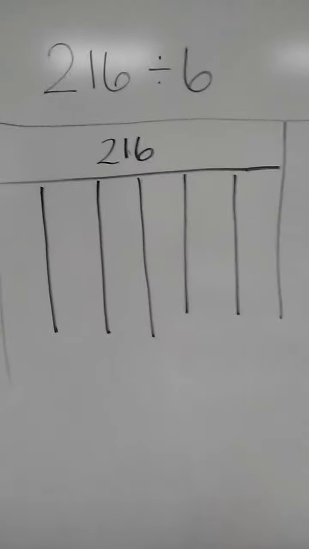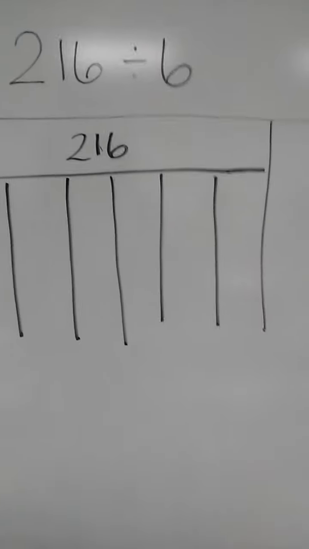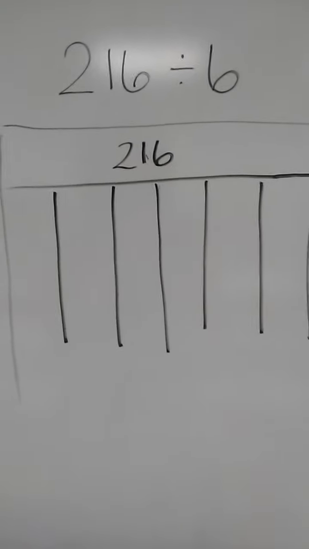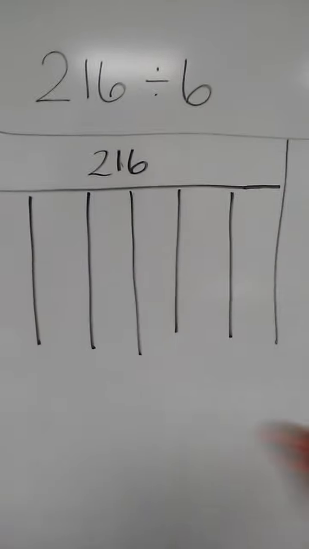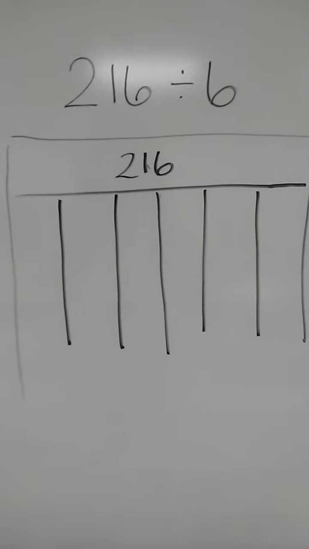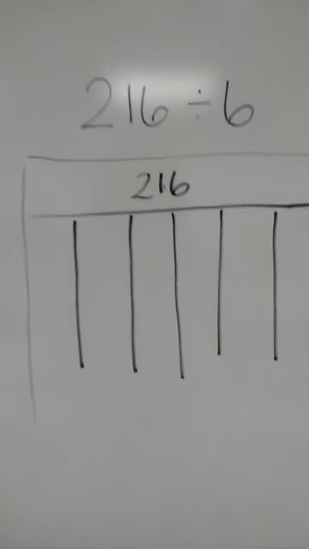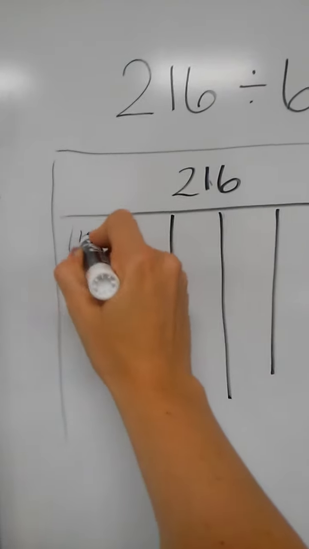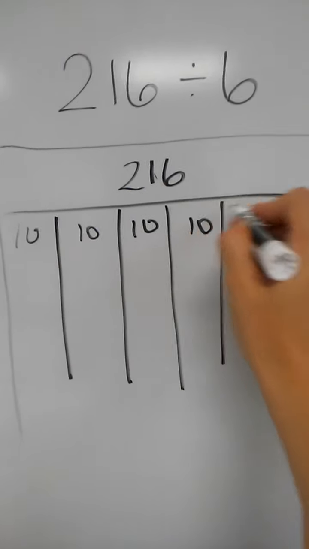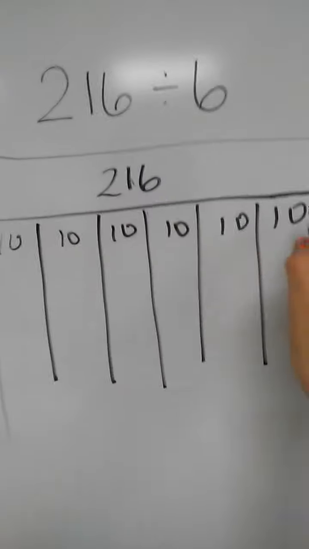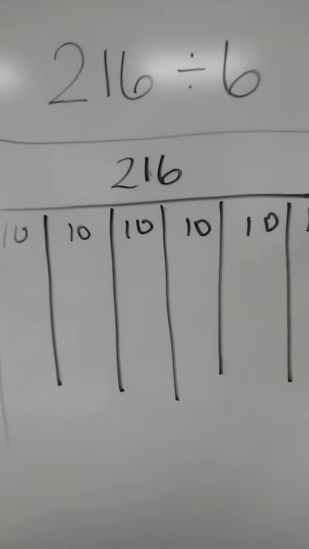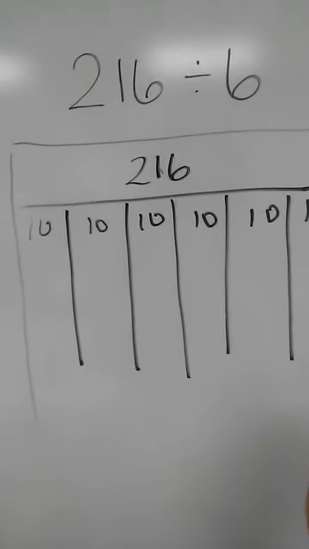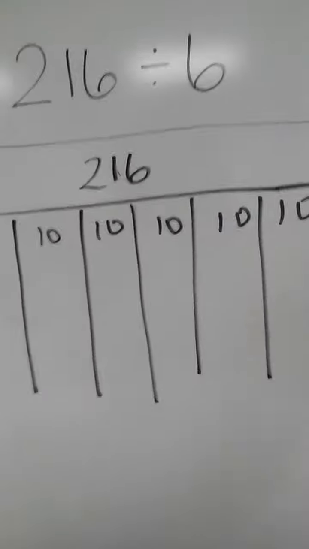Now, the beauty of the strategy is you can really do any number. So I'm just going to start divvying or passing out groups of 6. I usually like to start with even, round, easy numbers to work with, so I would start with maybe 10. Pass out 10, 10, 10, 10. And 10 times 6 equals 60.